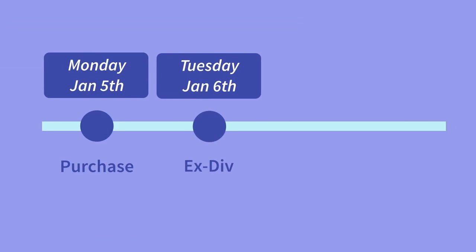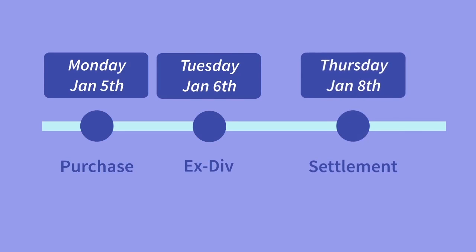So for example, if I buy a share on Monday, January 5th, with an ex-div date on January 6th, with a T+3 trade settlement cycle, my trade will settle on Thursday, January 8th, so the shares will be in my name on that date. This will match the holder of record date for this dividend, meaning I am holding the stock on the date that the dividend participants are recorded.